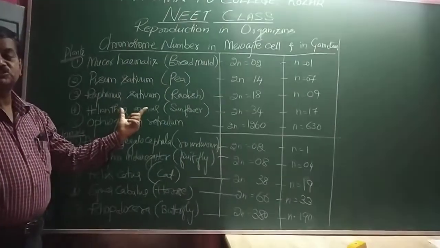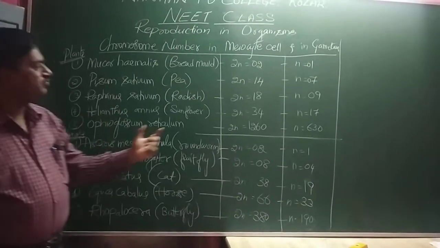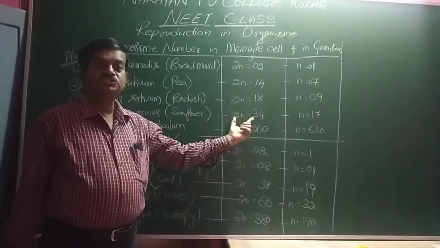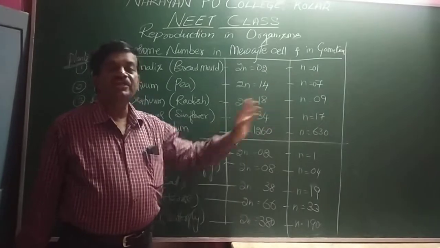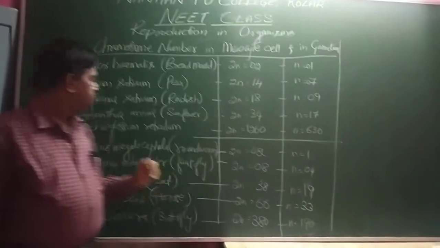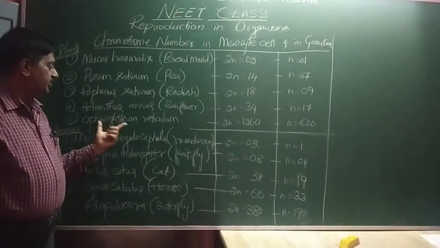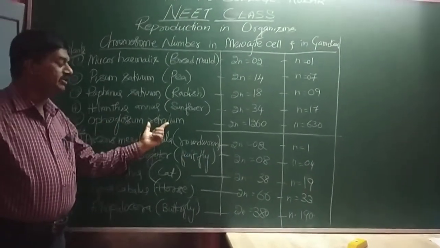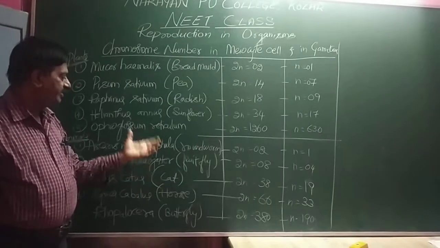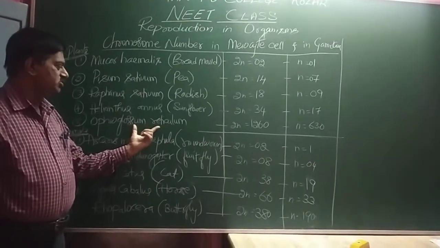Helianthus annuus is called sunflower. In this sunflower, the meiocyte number is 2n equal to 34 and n equal to 17. Whereas the highest chromosome number is present in Ophioglossum reticulatum. This is one of the pteridophyte plants, commonly called Ophioglossum.